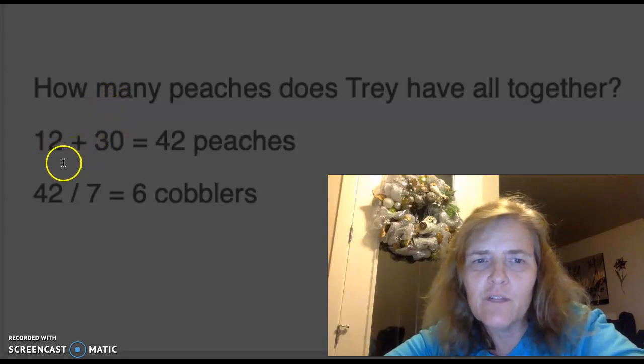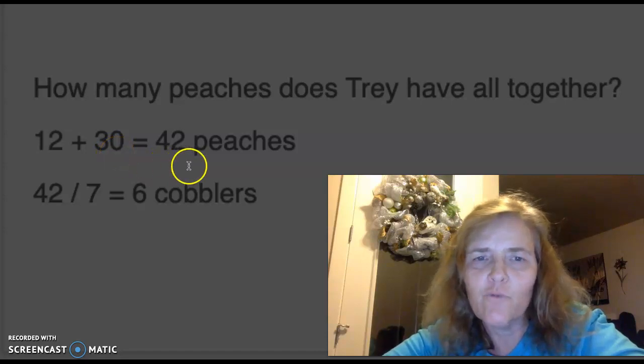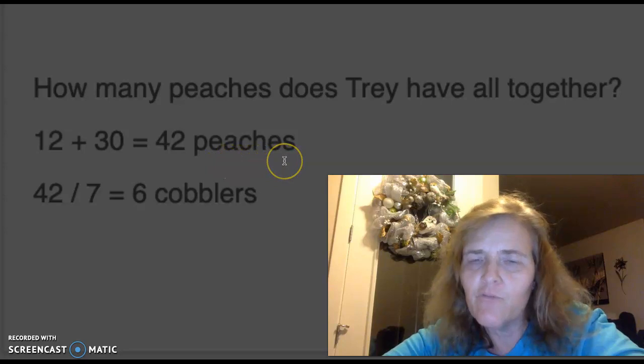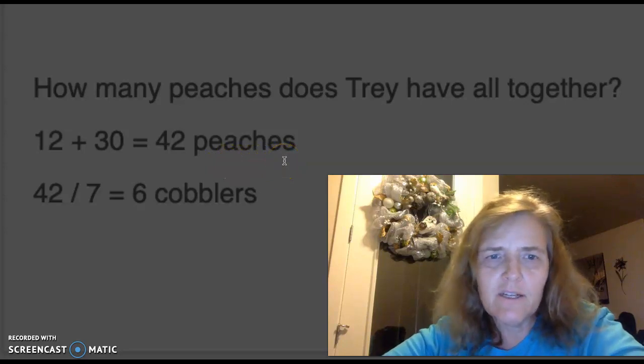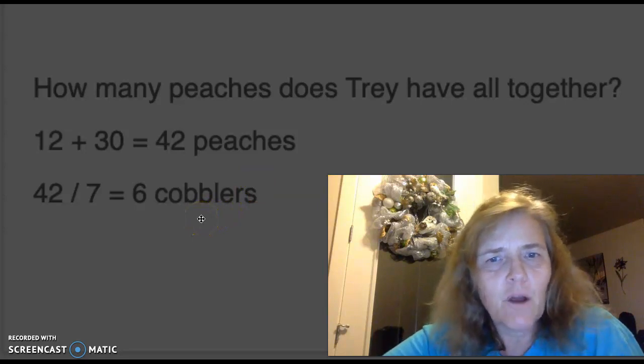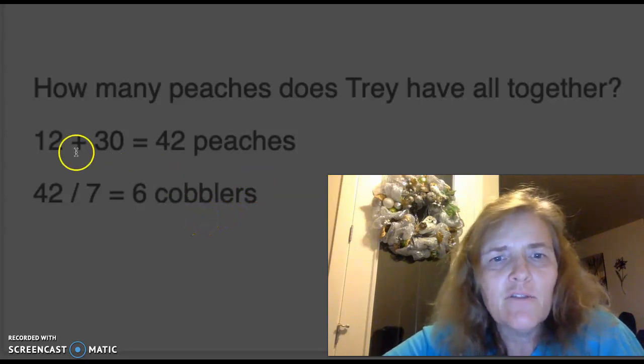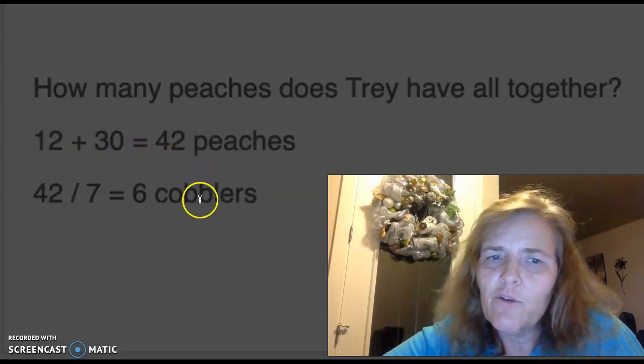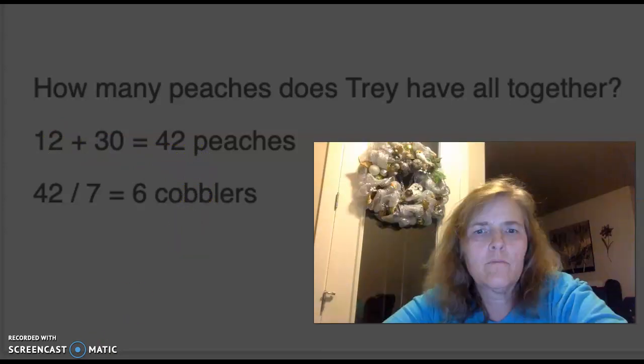And here I've just written down what makes sense to me. I could have done this in my head, but I did write it down. So I know that he has 42 peaches. And I know that 42 divided by 7 is 6. So I have solved this problem by finding the first step question, and now I know how many cobblers he can make.